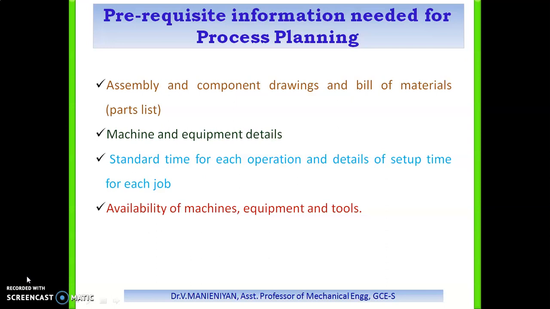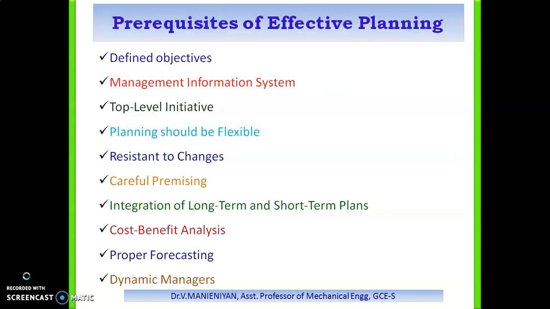Similarly, what machines and what equipment are to be used? That detail should be recorded. At the same time, what is the standard time for each operation? There are different operations, so you have a standardized time for the operation and a detailed setup of each job, the setup times required, and similarly the availability of machines, equipment and tools. So this is some of the prerequisite information for planning.